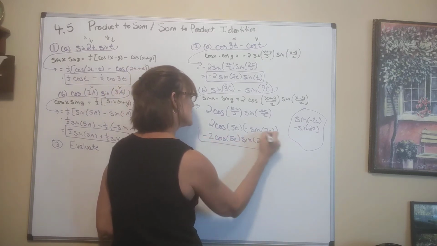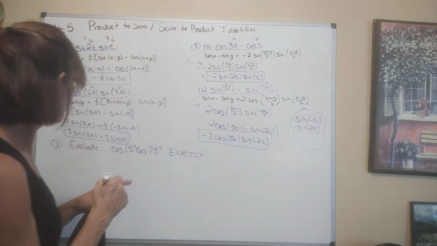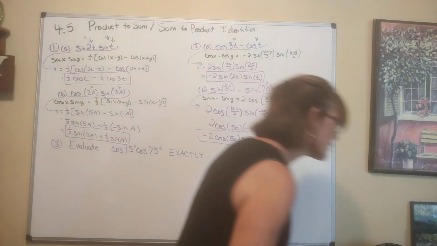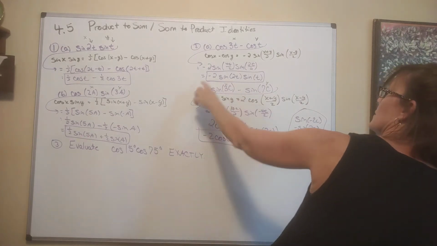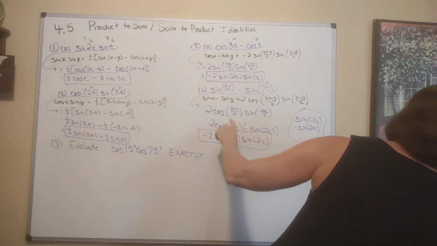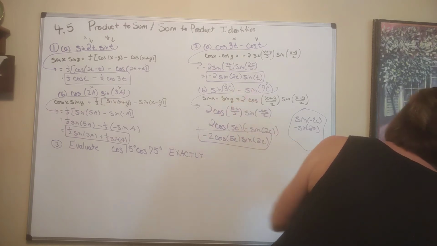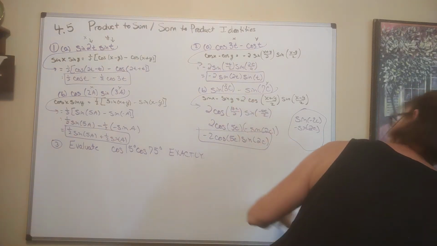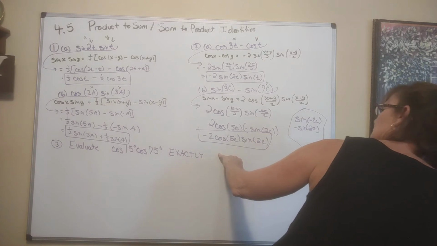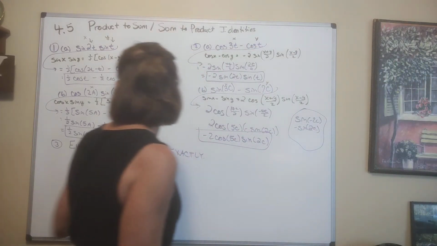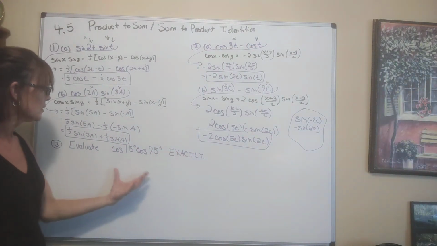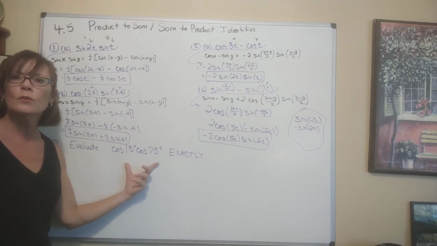And this is B for number 2. Let me just check my work real quick. Up here, number 2a, I was supposed to get -2 sine of 2t sine of t. I like it. For part B, I was supposed to get -2 cosine of 5c sine of 2c. I like it. Okay, let's do it with angles that we know.